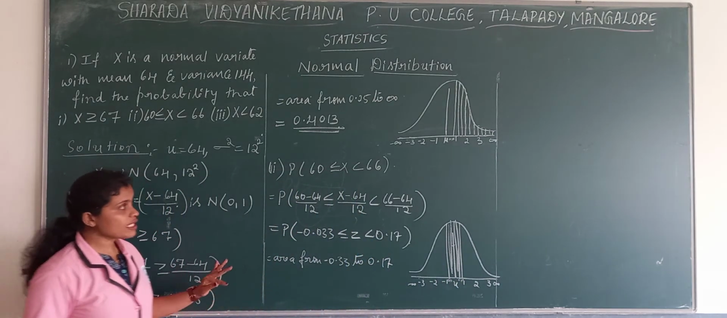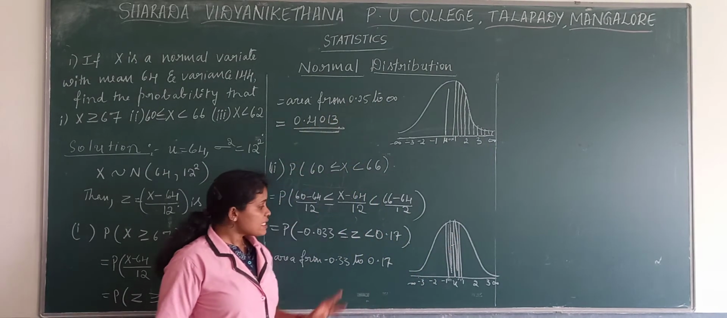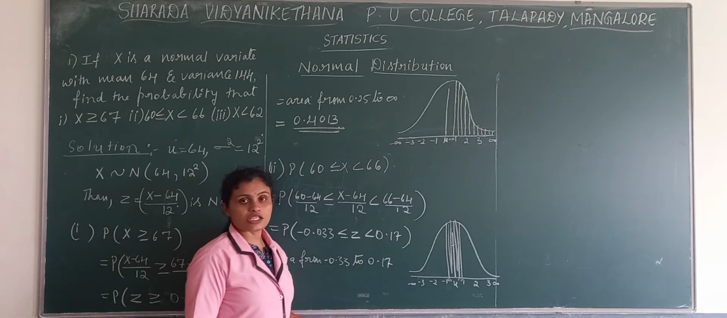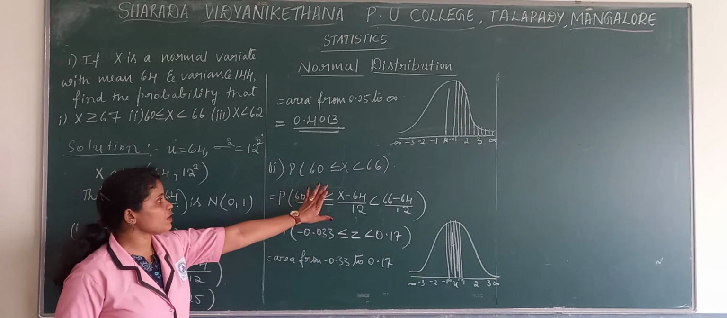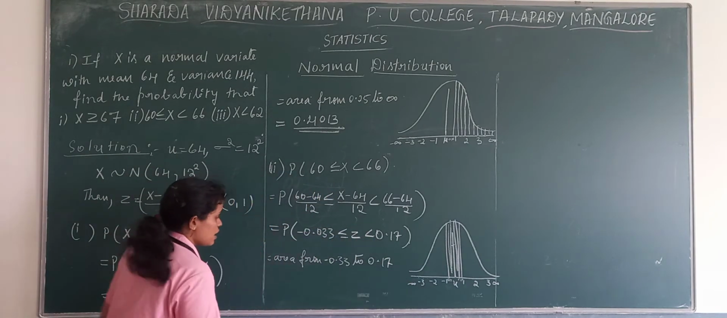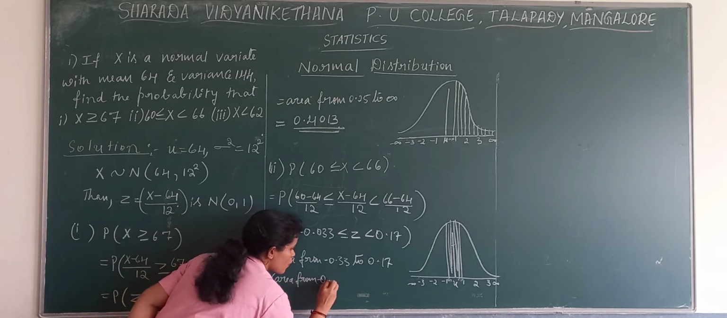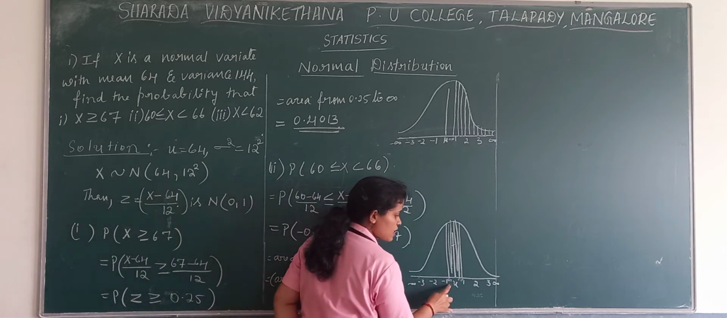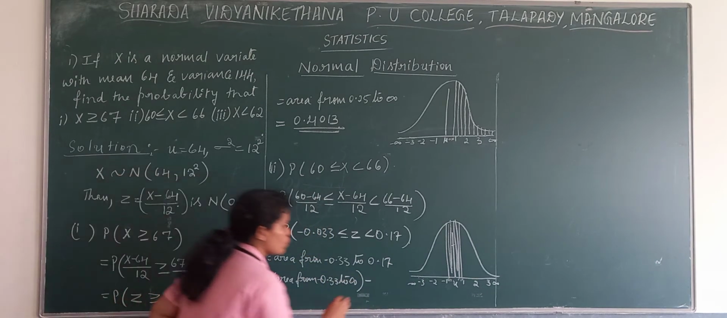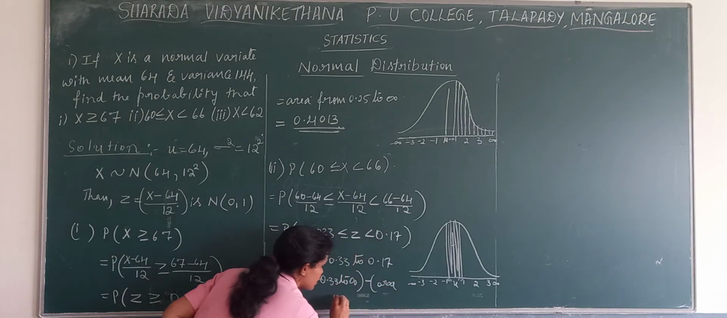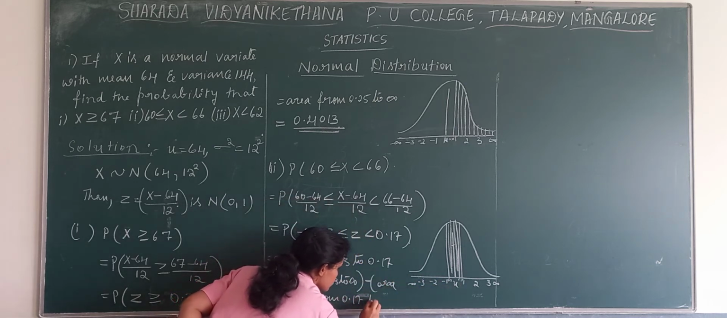Now, you see, here directly we have taken 0.25 to infinity, and then we got the value for 0.25. Since we have here two values, minus 0.33 to 0.17, how do we find out this particular value? In case of in between, it's always the area from minus 0.33 to infinity, minus the area from 0.17 to infinity.